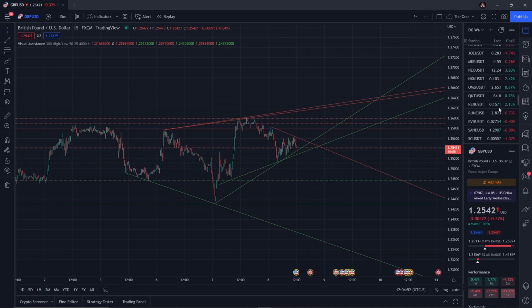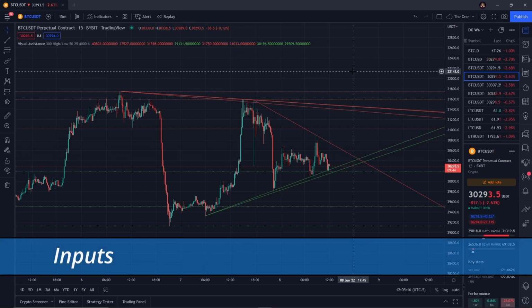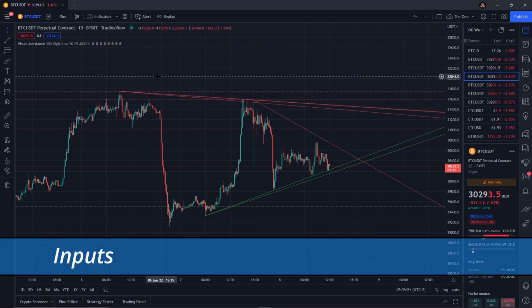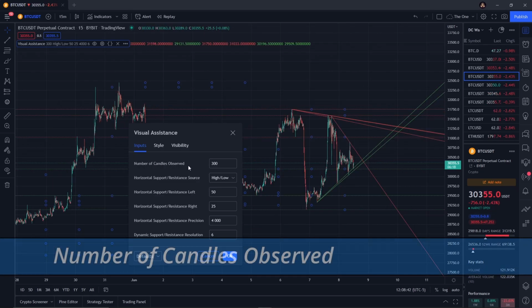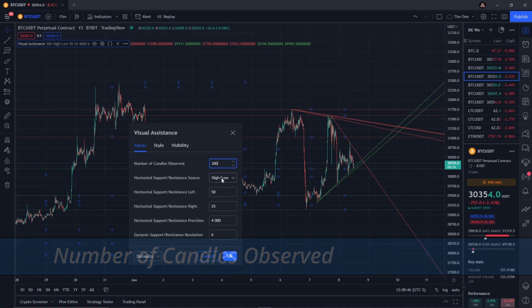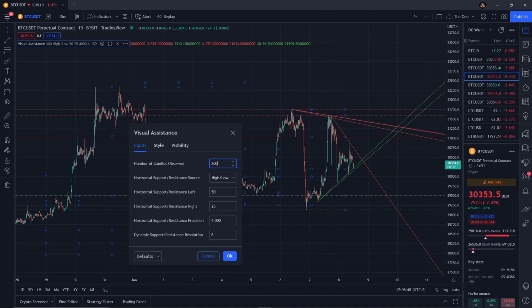So I'm going to go back to BTC. So let's talk about the inputs. The default inputs are very good for observing dynamic support and resistance lines. So for number of candles observed, basically it tells you how many candles are being used to calculate the information and display your plot points.